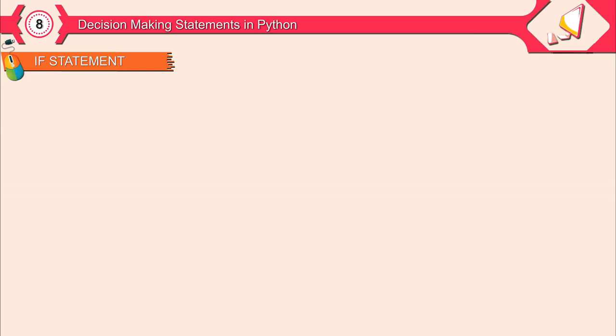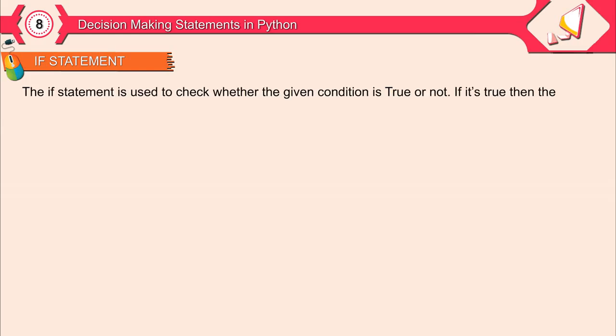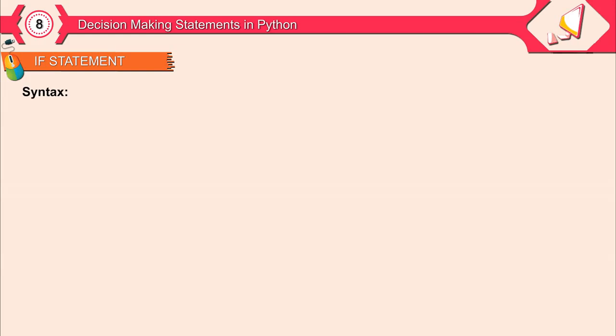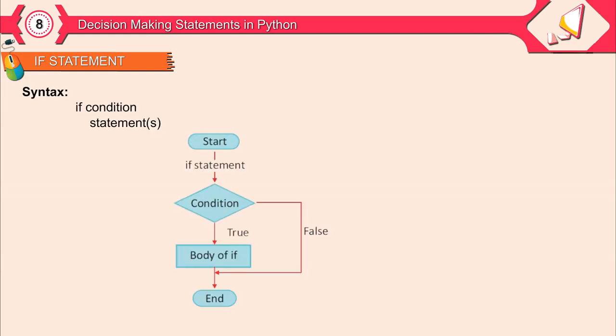If statement. The if statement is used to check whether the given condition is true or not. If it's true, then the block of code inside the if statement will execute, else not. It is the simplest conditional statement. The syntax of the if statement is: if condition: statements. Flowchart: start, if statement, condition, true, body of if, end; false, beyond the if, end.